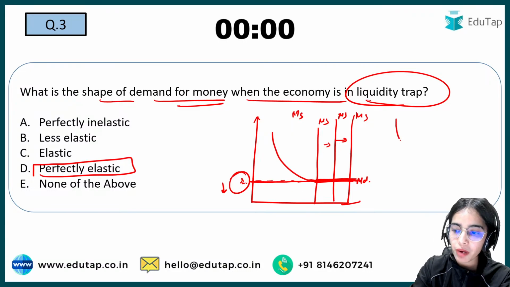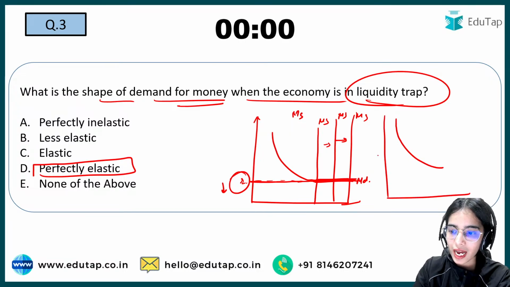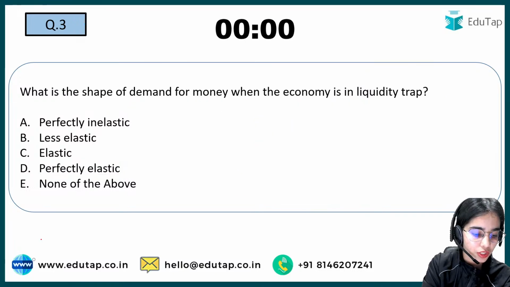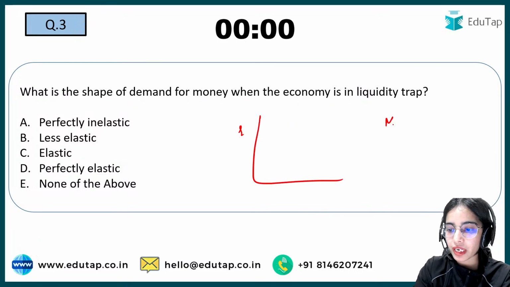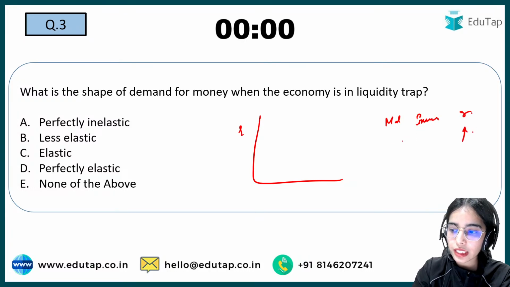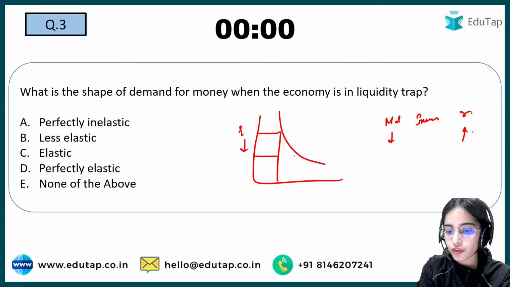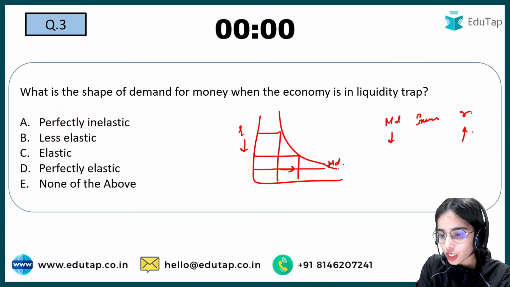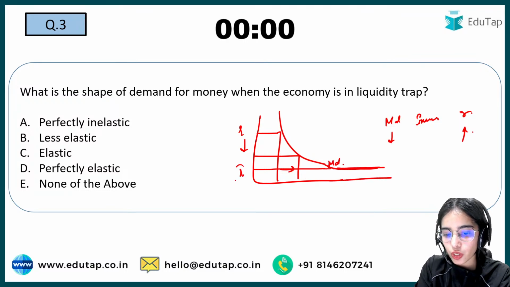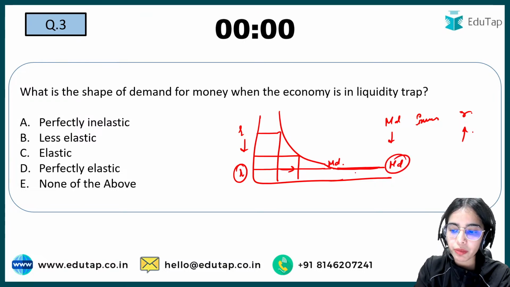Okay, so demand for money is actually downward sloping. As the rate of interest decreases, you want to hold more and more money. So the simple idea is that the demand for money has an inverse relationship with the rate of interest. As the rate of interest is increasing, you will want to hold less money. As the rate of interest is decreasing, you will want to hold more money. At a very low rate of interest, the demand for money will become perfectly elastic.